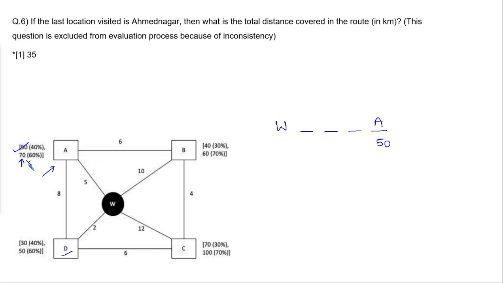It cannot be 70. So now we can see that the demand at C is going to be higher than B or D. It is going to be higher than both B and D, because the demand at C is going to be either 70 or 100. Even if you take 70, it is higher than B and D. So the first location visited by the supplier is location C, whose demand is 70 or 100.